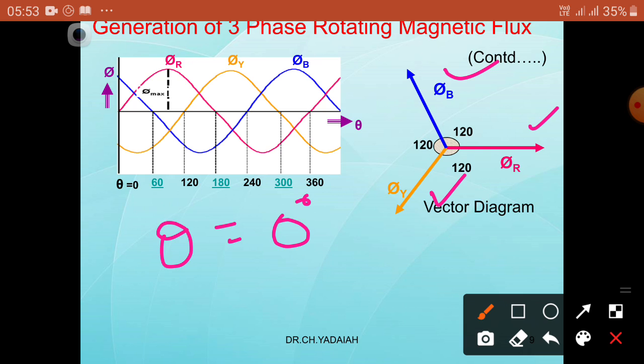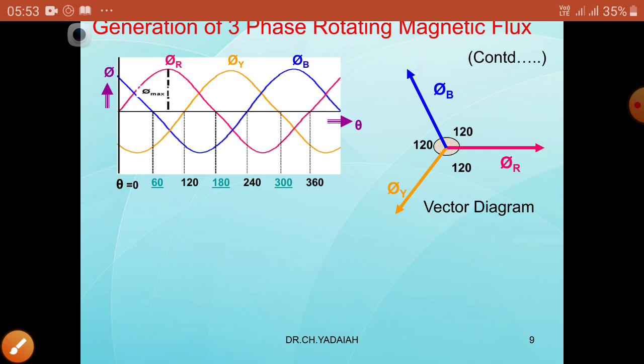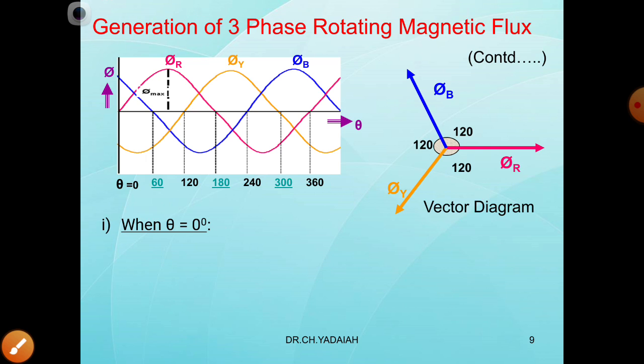Now at 0 degrees, let us see what happens. When theta is equal to 0 degrees, phi r, the flux produced in the R phase winding, is 0. That means the current flowing through the R phase winding at that instant is 0. Why? Because it is the initial instant.